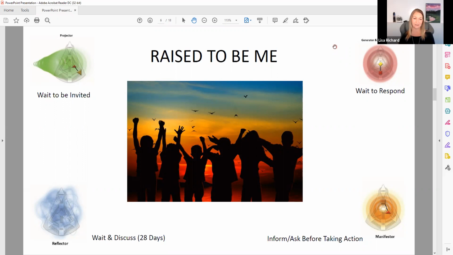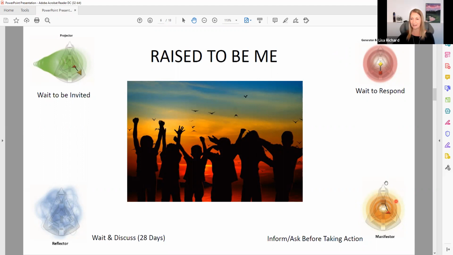Now, the strategy for generators and manifesting generators is wait to respond. And what that means is you're really allowing your body an opportunity to pull in that activity, to pull in that request to be of service, to feel it within yourself, and then to respond back outwards. Now, you guys have a beautiful sacral center that is one of the 9 energy centers within the Bodygraph. We're going to talk a little bit more in depth about the noises that your body's going to make to trigger that response. So we will come back and talk a little bit more about that.